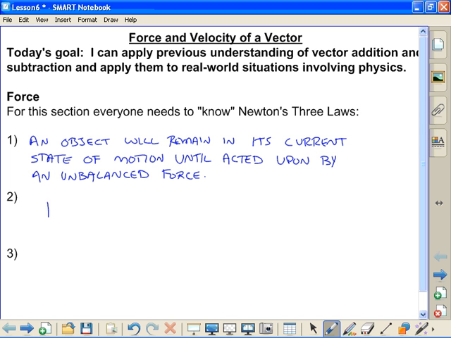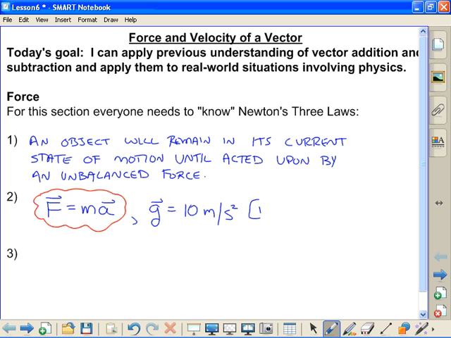Newton's second law is just the formula F equals mass times acceleration. This is the one you want to put on your cheat sheet, and I'll talk about the why and where. When we're talking about gravity, for example, I'm using 10 meters per second squared down. Acceleration due to gravity is a vector, and we're going to use 10 for this course.